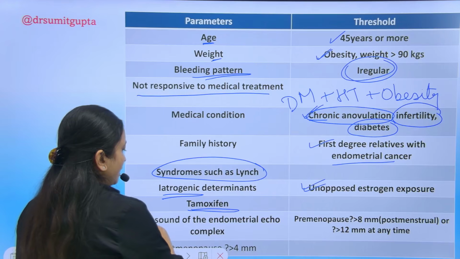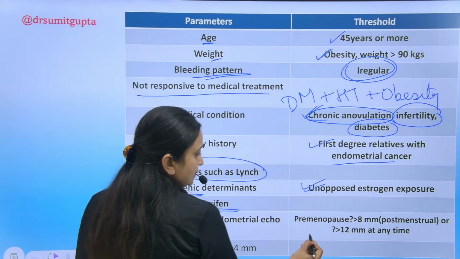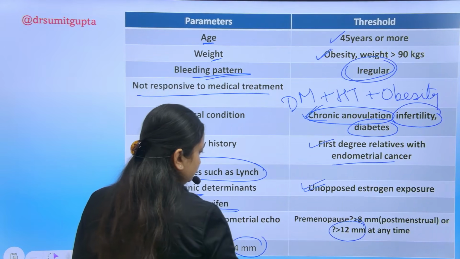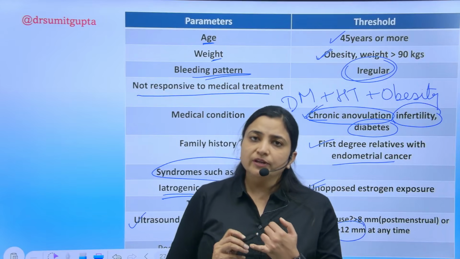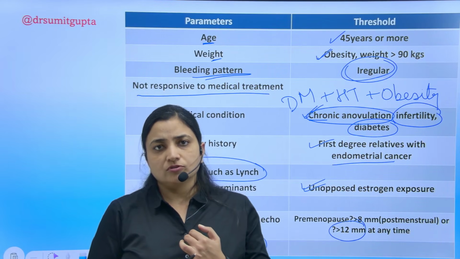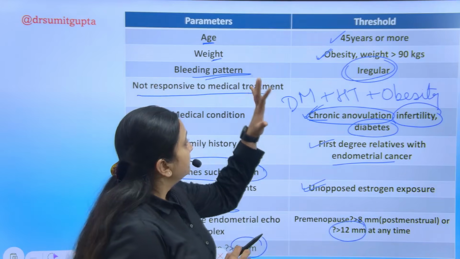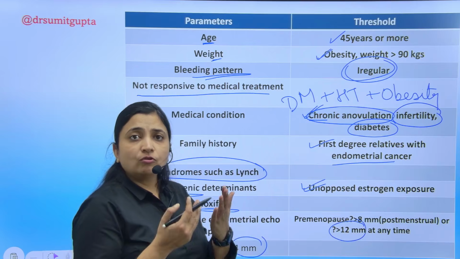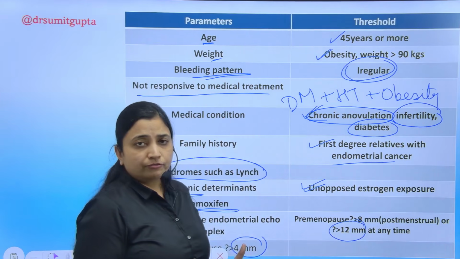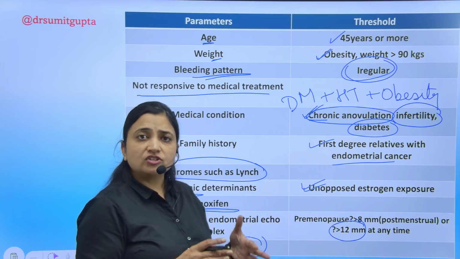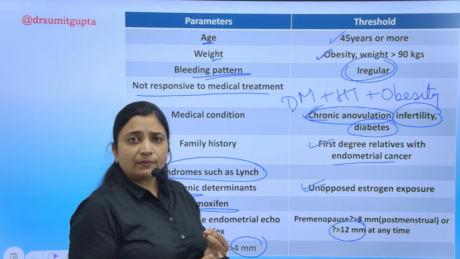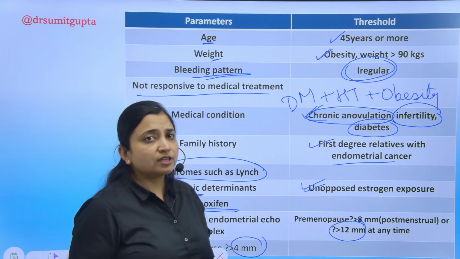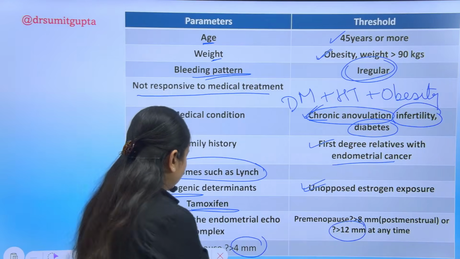Tamoxifen therapy, and in ultrasound, in cases of premenopausal 12 millimeter, postmenopausal 4 millimeter. 12 millimeter in premenopausal, 4 millimeter in postmenopausal. Go for a biopsy. Please remember these points. What are the cutoffs? What is the parameter? When will we go for endometrial biopsy? 1, 2, 3, 4. As I told, in clinical examination, history, age of the patient, BMI of the patient, blood pressure, the history, everything tells you where to go for a biopsy and where not to go for a biopsy.